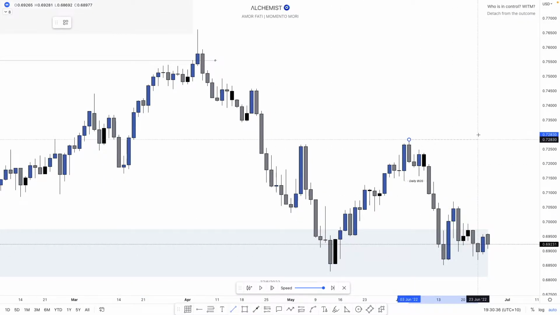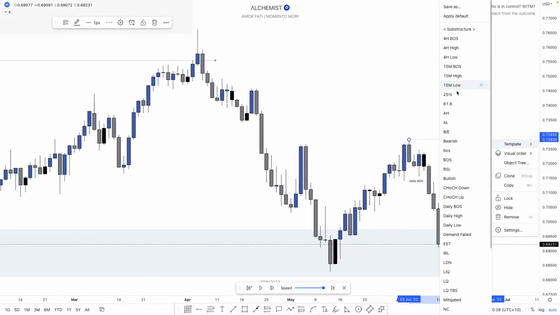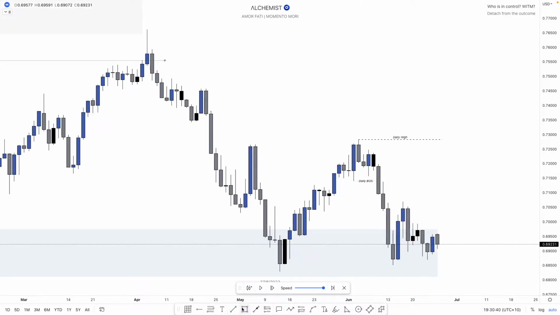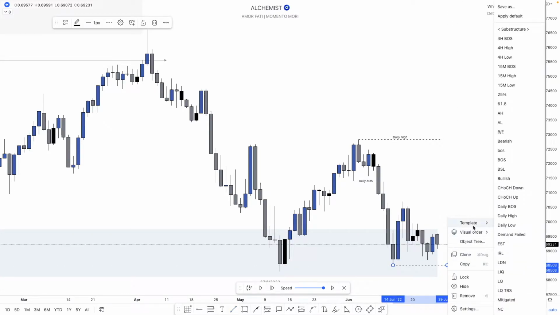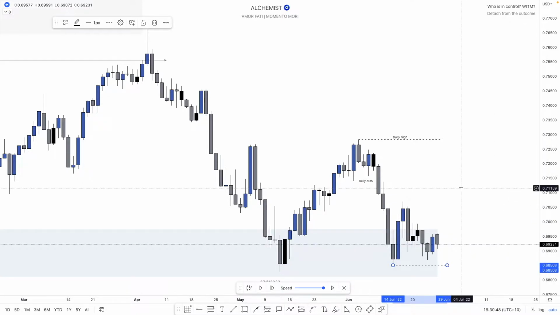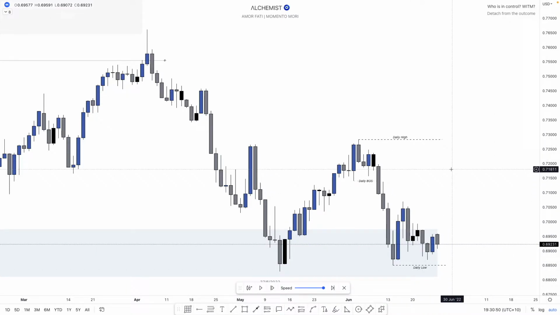So to me, this is the most recent daily break of structure. That would therefore leave this as our daily high, and this as our daily low. Remember, we can't actually start marking the low until we've had that pullback completed. In this case, we have, so we can. That's the daily done. Let's jump down to the 4-hour.